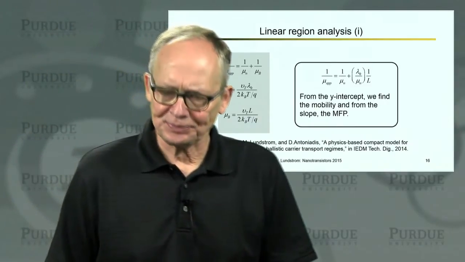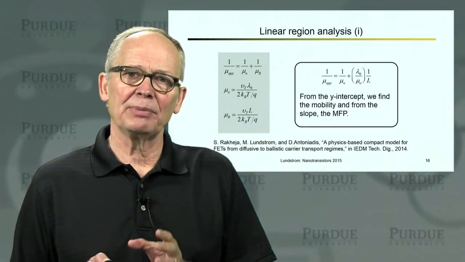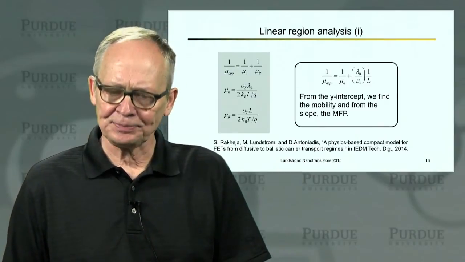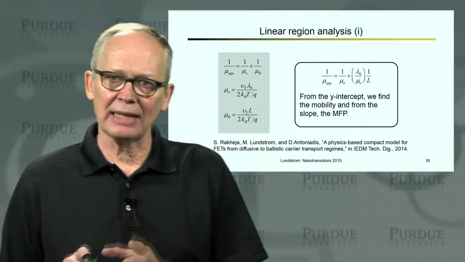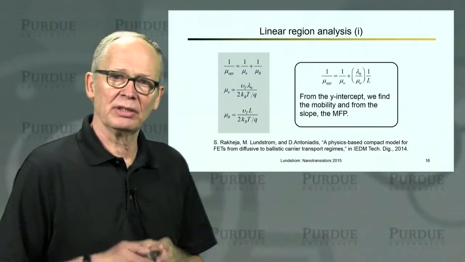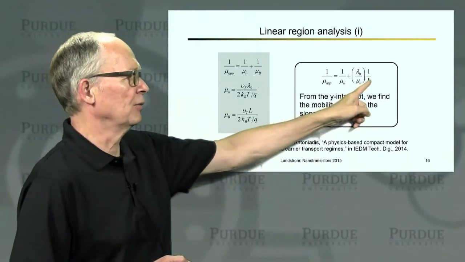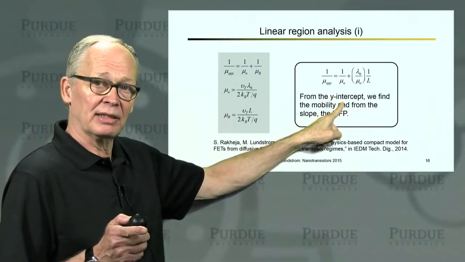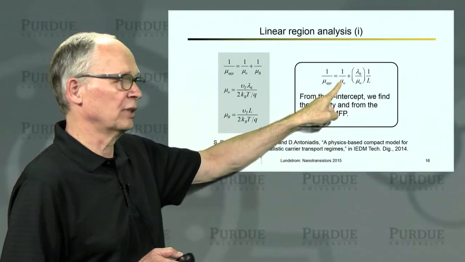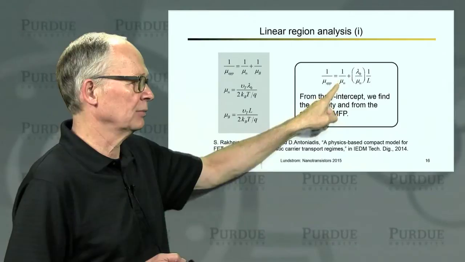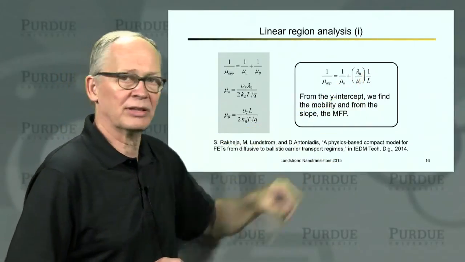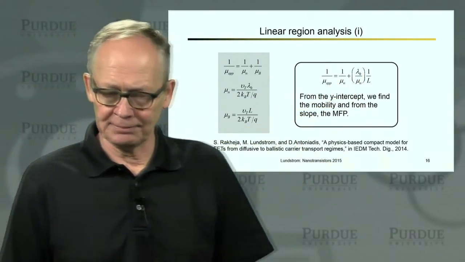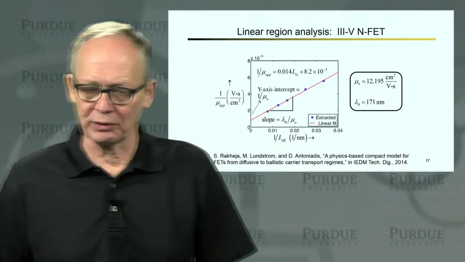What this says is that if the mean free path is independent of channel length, then if I plot 1 over the apparent mobility that I extract as a function of 1 over the channel length of the transistor, that will be a straight line, and the y-intercept will give me the actual scattering limited mobility, and the slope will give me the mean free path. So it's another way to get those two parameters.